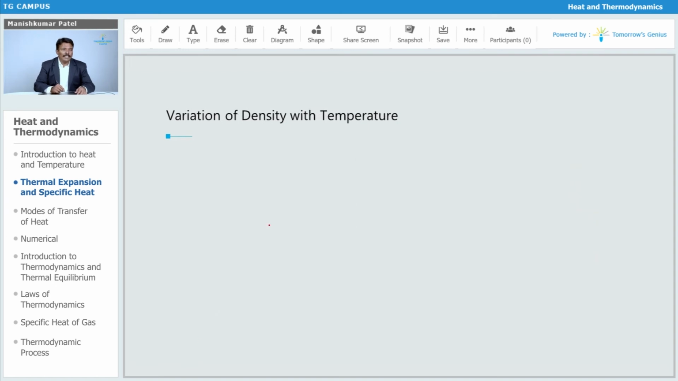The next topic is the variation of density with temperature. For this case we have seen that Vt is equal to V naught into 1 plus gamma delta T, or let's say, T over there. Again we know that rho is equal to mass upon volume. So volume is equal to m upon rho. For this particular case, this is m upon rho T, and m upon rho naught into 1 plus gamma T.